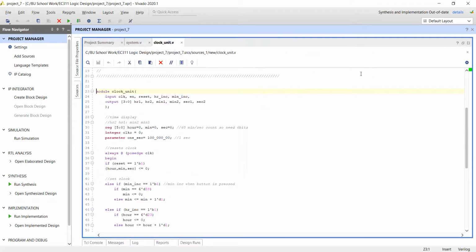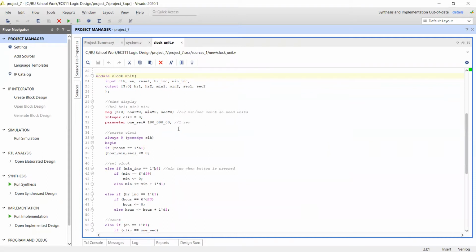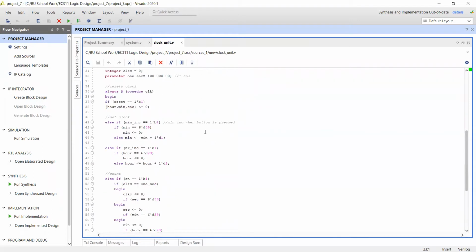All right. So for the clock unit module, what I did was I made some inputs and some outputs, and that's what I call them. And then I have a time display right here. This is just essentially to show how the time would be. And so the very first thing I did within my clock unit was to be able to reset the clock.